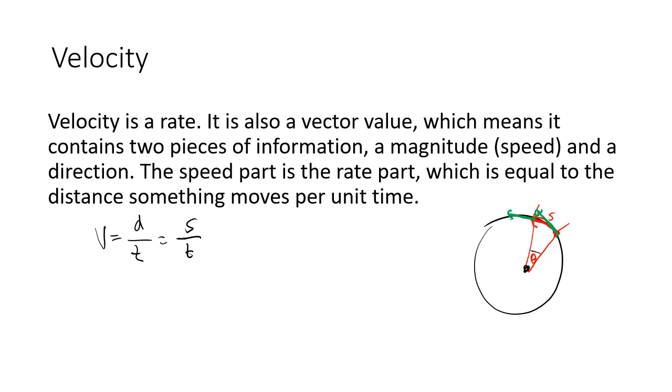Now we also know that s, the arc length, is equal to r theta. That is the arc length of a circle, where theta is in radians. Okay, that theta is in radians. All right, that's pretty important. So that gives us this equation that velocity is equal to r theta divided by t when we are talking about the linear velocity of some object rotating in a circular pattern.